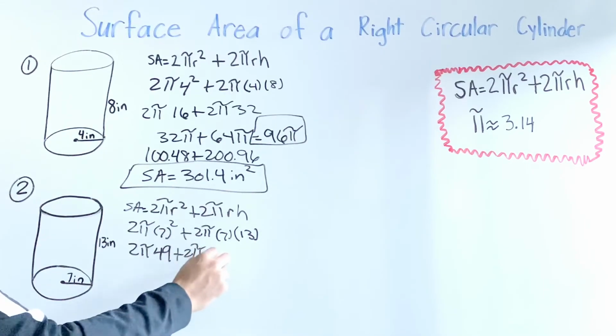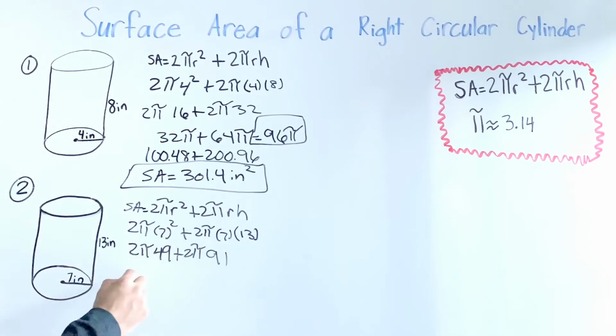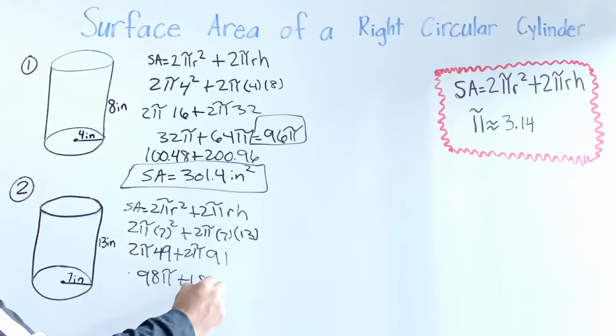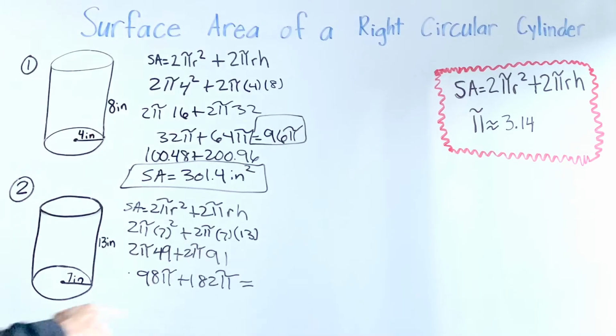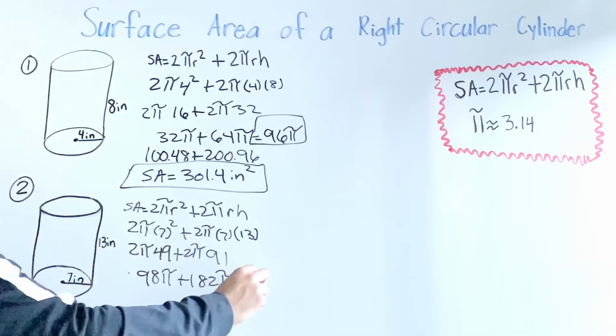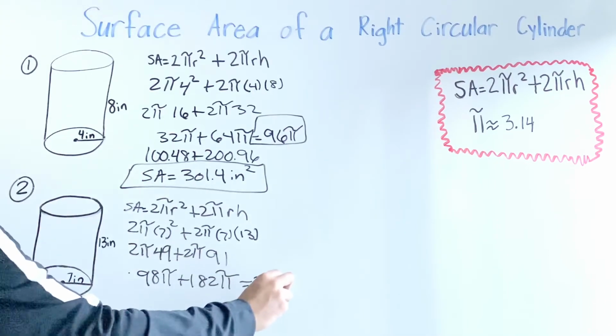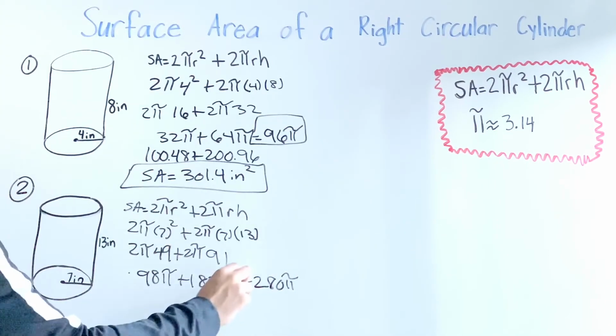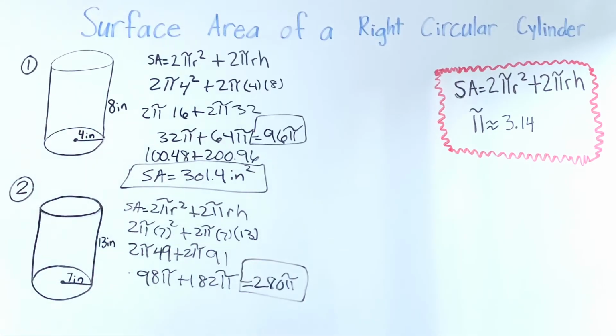Then we multiply 2 times 49, which is going to give us 98 pi, plus 91 times 2, which is going to give us 182 pi. Once again, if your teacher wants you to leave your answer as pi, just add 182 to 98, which is going to be 280 pi. And that can be your answer if your teacher is looking for just pi. So your answer is going to be 280 pi.